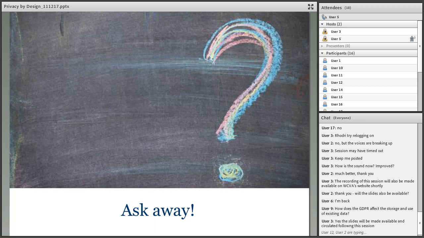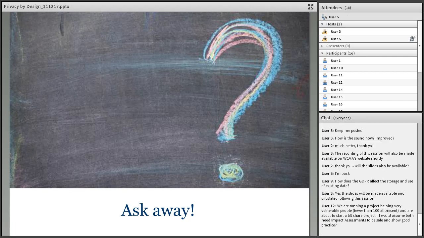Okay, so in terms of questions then, first question from Karen. How does the GDPR affect the storage and use of existing data? Thanks for that question. It's a really useful one. So the best way to think about this is the fact that GDPR isn't a completely new obligation. It's basically an extension of your current obligations under the Data Protection Act.